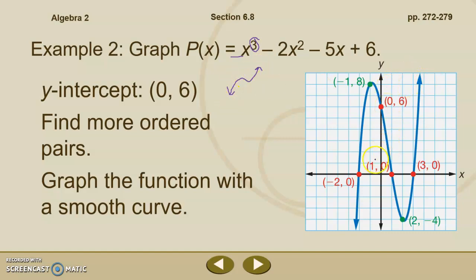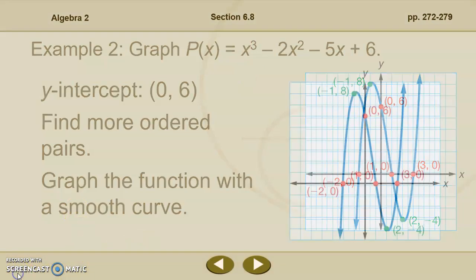We then plugged in some other numbers. So between negative 2 and 1, we decided to plug in a negative 1, and we got an 8 there. In between 1 and 3, when we plug in a 2, we get (2, negative 4). So that gives us enough points that we can graph that function with a smooth curve.